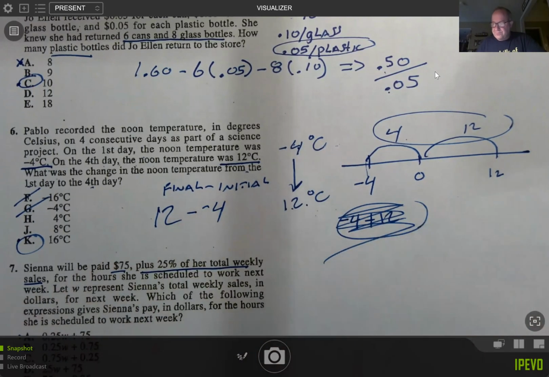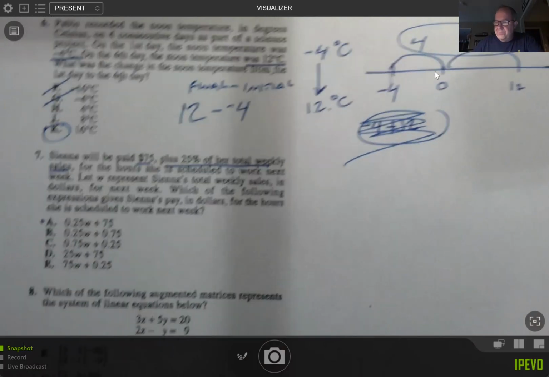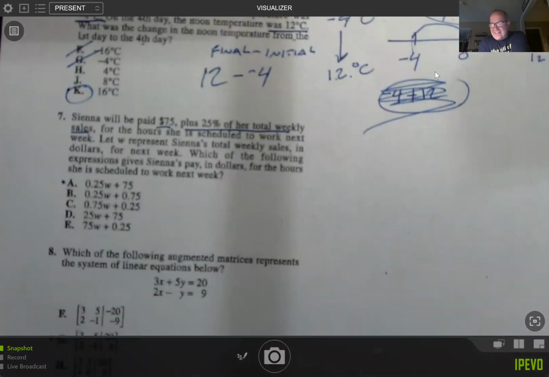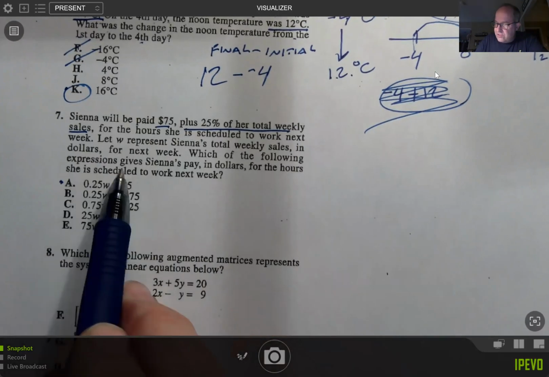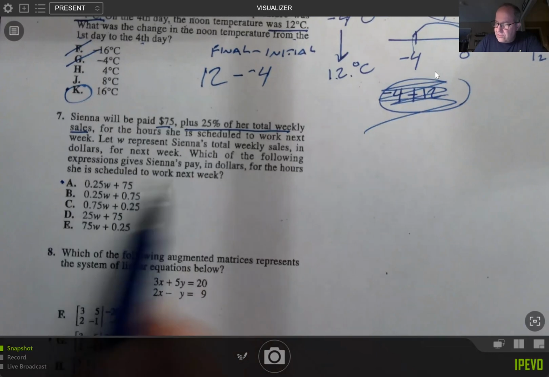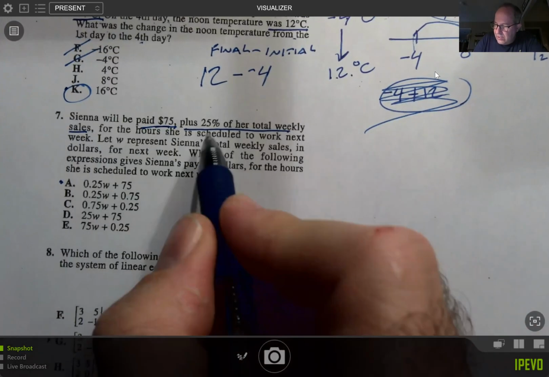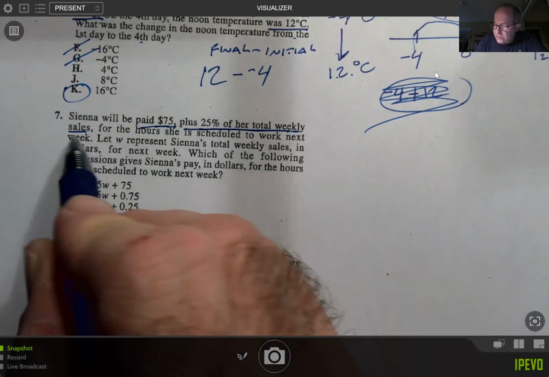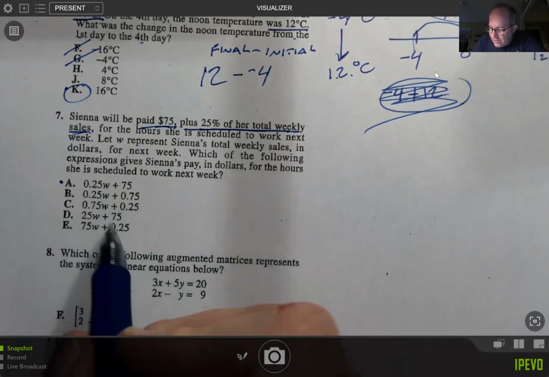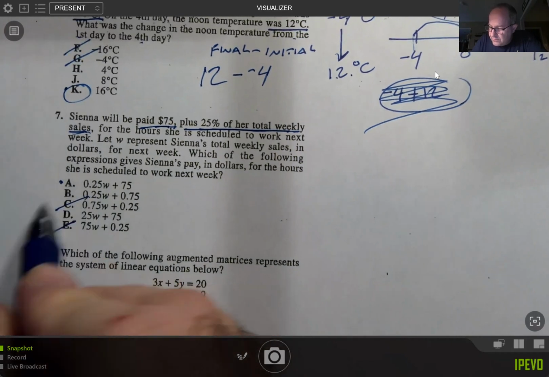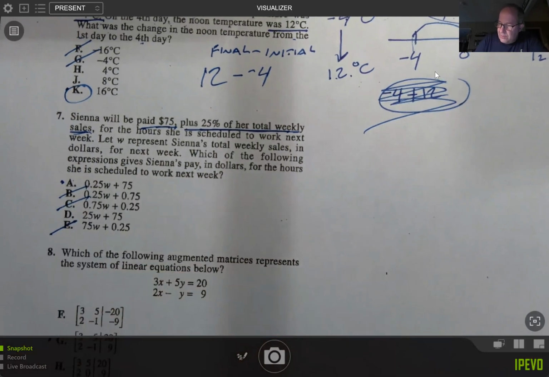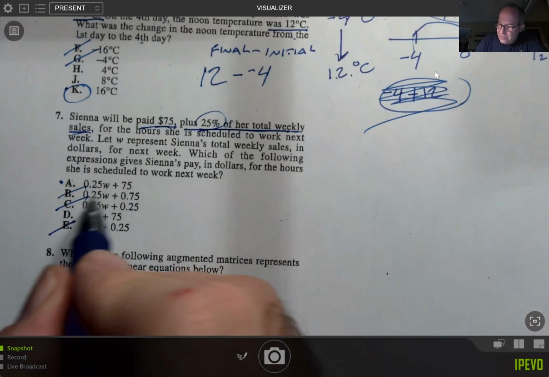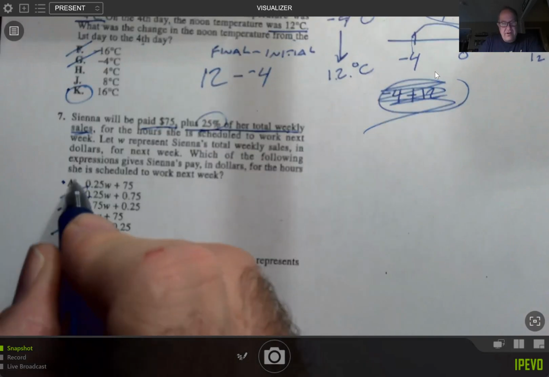Lots of representations here. Number 7, one of the techniques you do want to do on the ACT is to glance at the answers. And if I look at this one, I'm noticing they're just all equations. They're saying, which of the following expressions gives Selena's pay for the hour she is scheduled to work? Well, it says she is paid $75 and then plus 25% of her weekly sales. So she's paid 75. So that means we're going to be adding 75. So no, no, and no, right? That's 0.75. It's either A or D. Well, remember, 25% needs to be converted to a decimal, so 0.25, letter A.